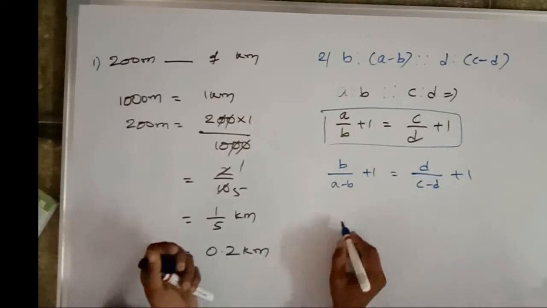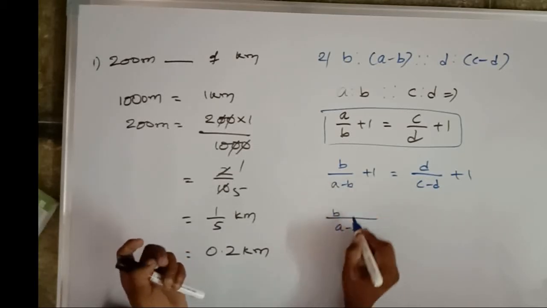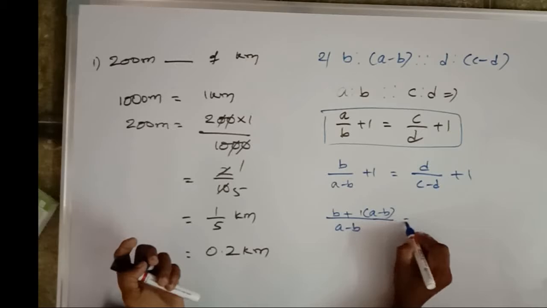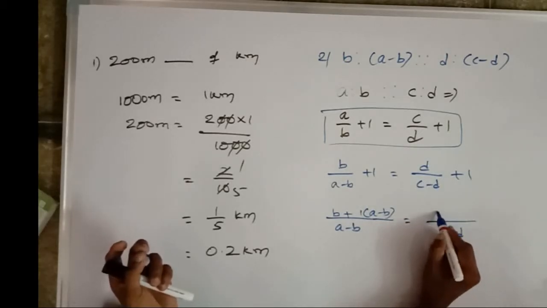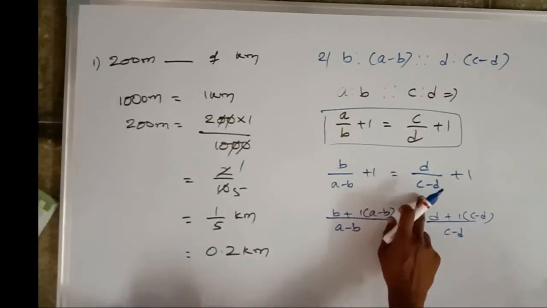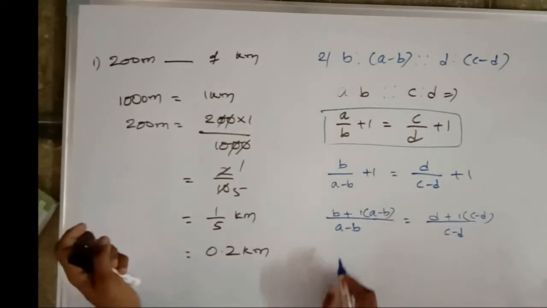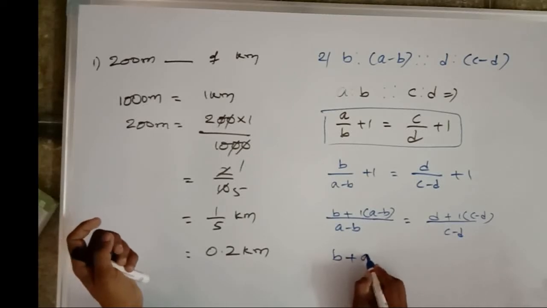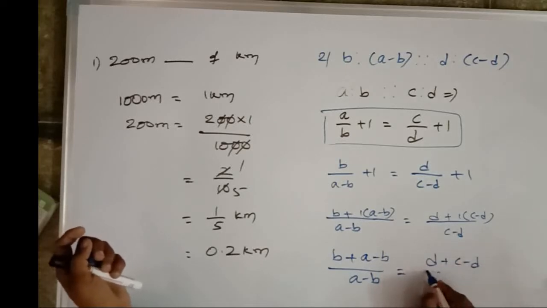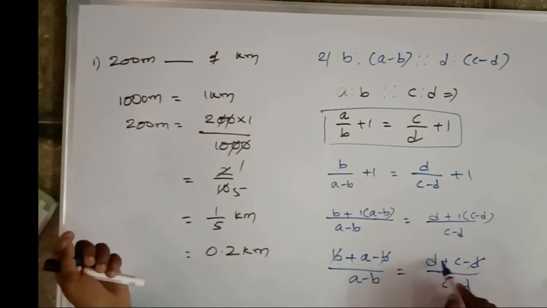Now do the LCM. The LCM is A minus B, so A minus B by A minus B is 1. 1 into B is B plus 1 into A minus B is equal to, the LCM is C minus D, so C minus D by C minus D is 1. 1 into D is D plus C minus D. Now that's equal to B plus A minus B by A minus B is equal to D plus C minus D by C minus D. Now minus B plus B cancel and minus D plus D cancel.